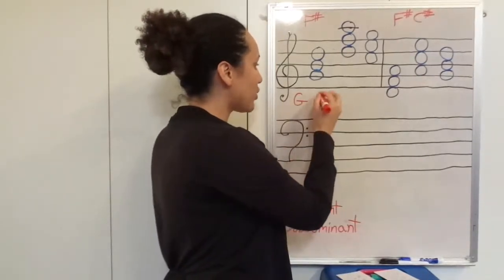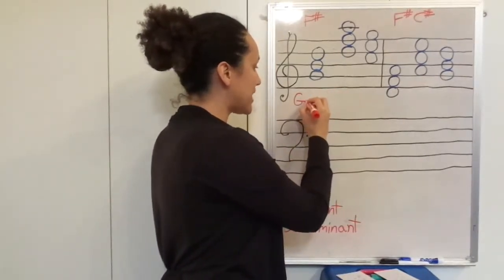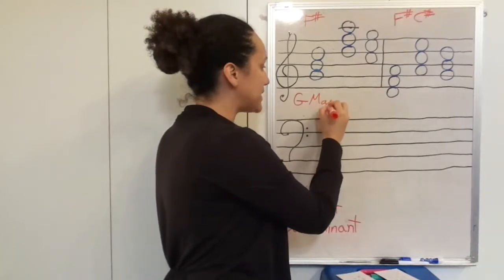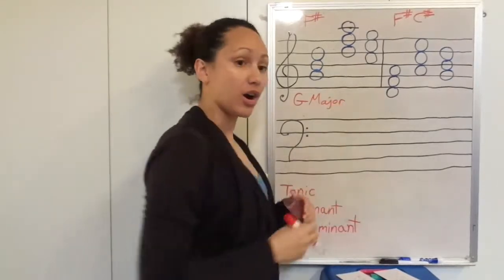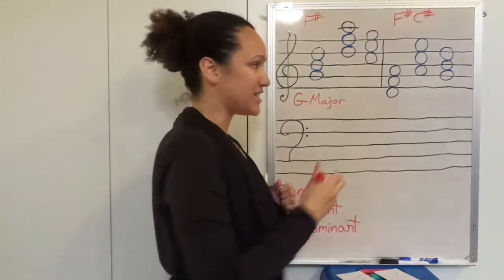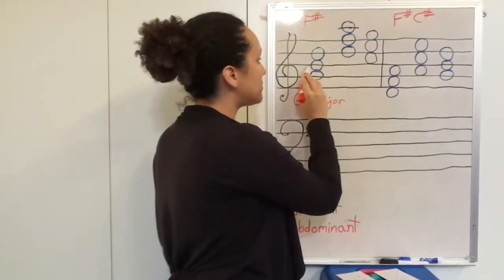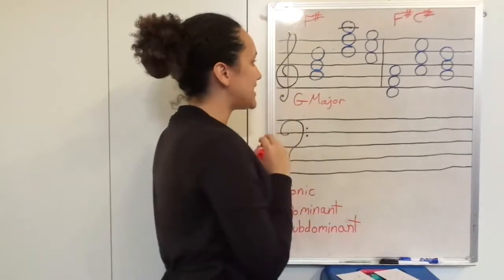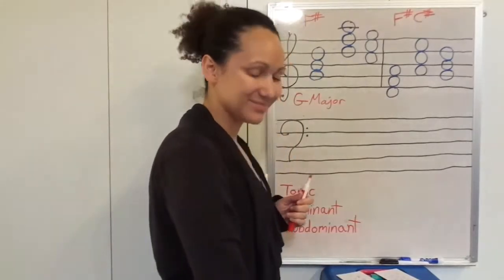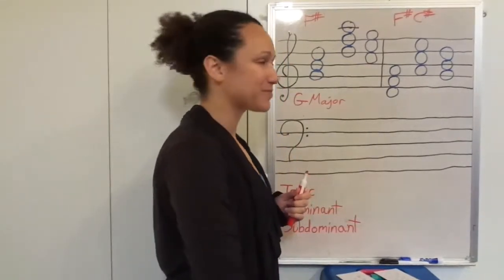Now, the one chord or tonic in G major would have to be G. That's our main chord, G. So there's our G chord, G skipping up to B, skipping up to D. There's our G major chord.